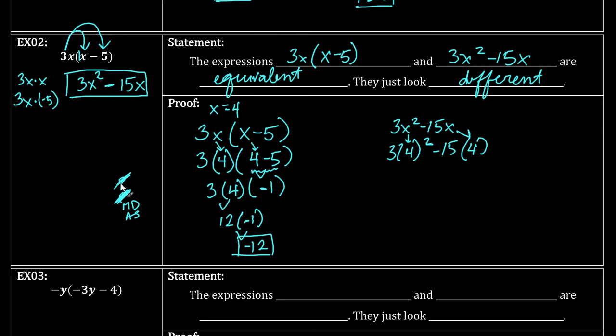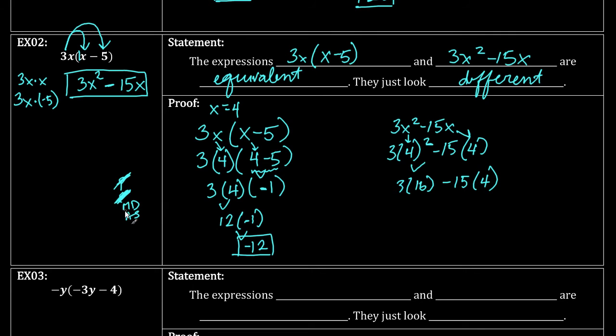So if we look here, everything inside of parentheses is done. There's nothing to do inside. We have an exponent. Yes, we do. 4 to the second power. Remember, this is not 8. This is 4 times 4, which is 16. Minus 15 times 4.